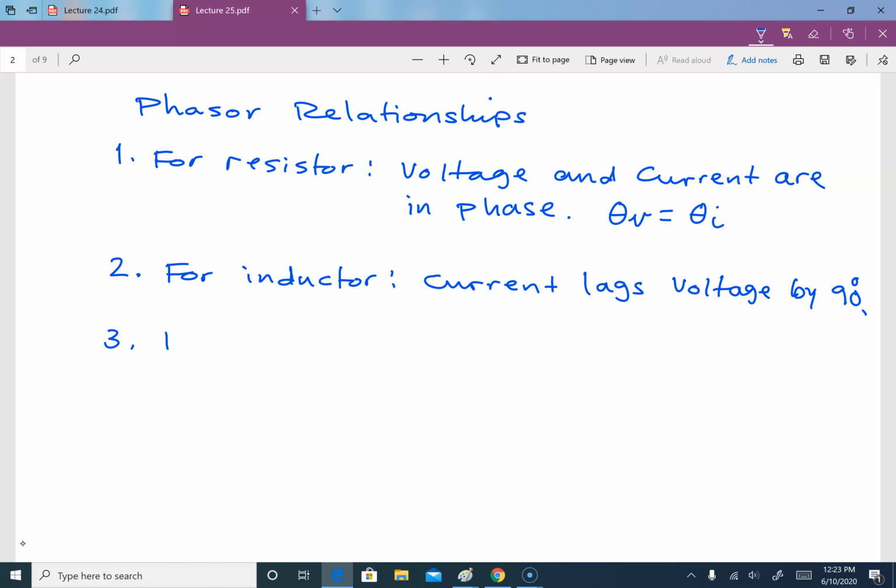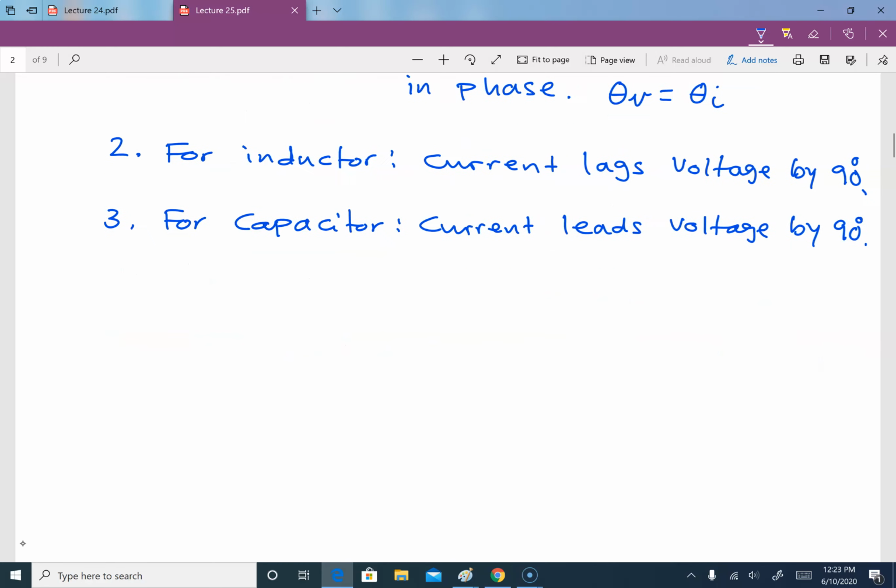And the third one is for capacitor. All the time current leads voltage by 90 degrees. So if we have a capacitor, the current flowing through that capacitor leads the voltage across that capacitor by exactly 90 degrees.